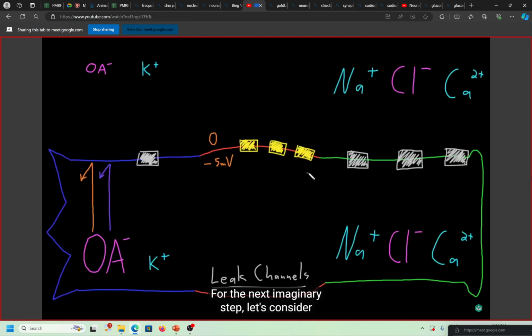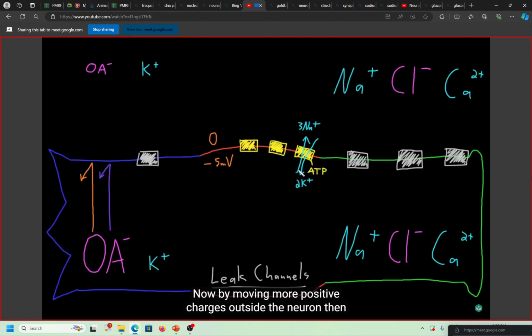For the next imaginary step, let's consider what happens when we add the sodium-potassium pump to the neuron membrane. So this is going to be our sodium-potassium pump. This will be an active ion transporter. It will use the energy of one adenosine triphosphate molecule, that I'll write as ATP for short, to actively transport 3 sodium ions outside the neuron, in exchange for 2 potassium ions being transported to the inside of the neuron.